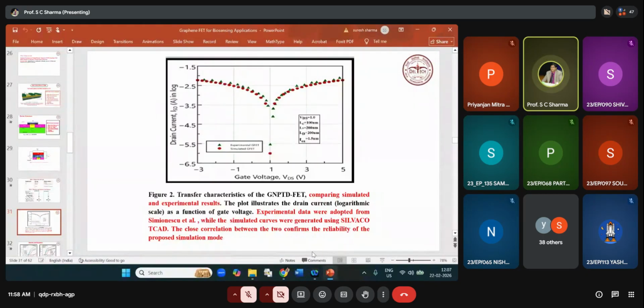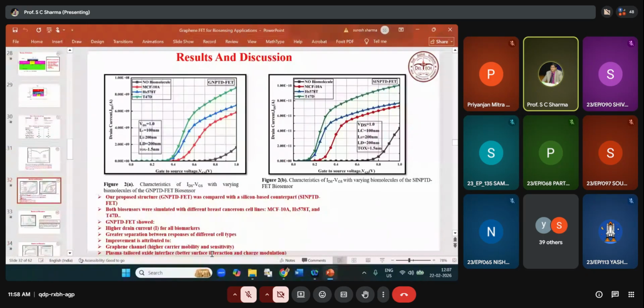Okay, so the experimental data were adopted from Simonescu et al., while the simulated curve was generated using Silvaco TCAD. A close correlation between the two confirmed the reliability of the proposed simulation. Then this is in fact the graphene based result, this is the silicon based result.